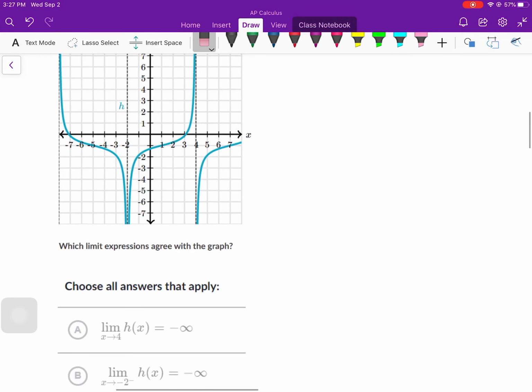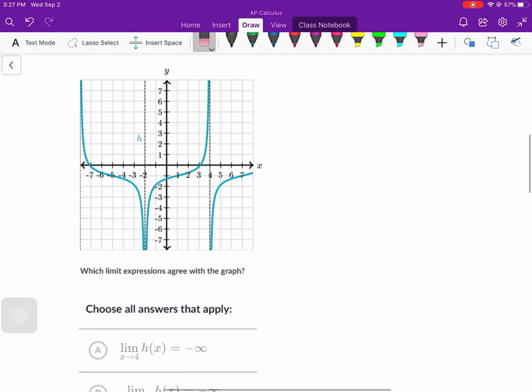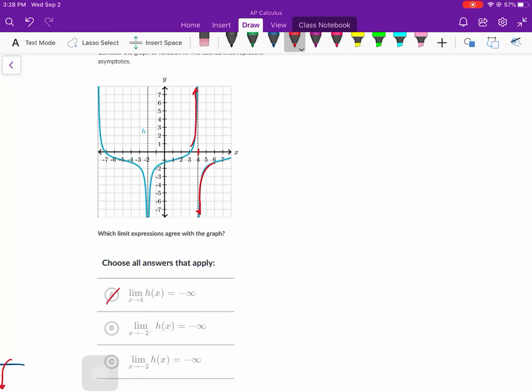Let's look at this one. This might be why I included this example. So the limit as x approaches 4 is negative infinity. So let's look right here at 4. So we have to check the left and the right because it doesn't specify. So from the left it's going to positive, but from the right it's going down to negative. I don't know why I picked green. Can't really see that. So from the left is positive. From the right is negative. That one doesn't really work.